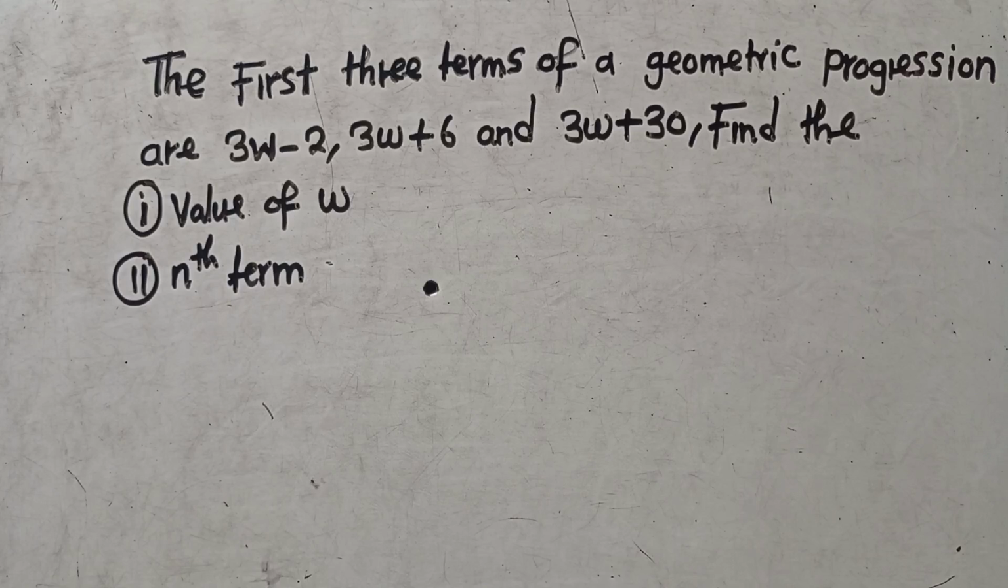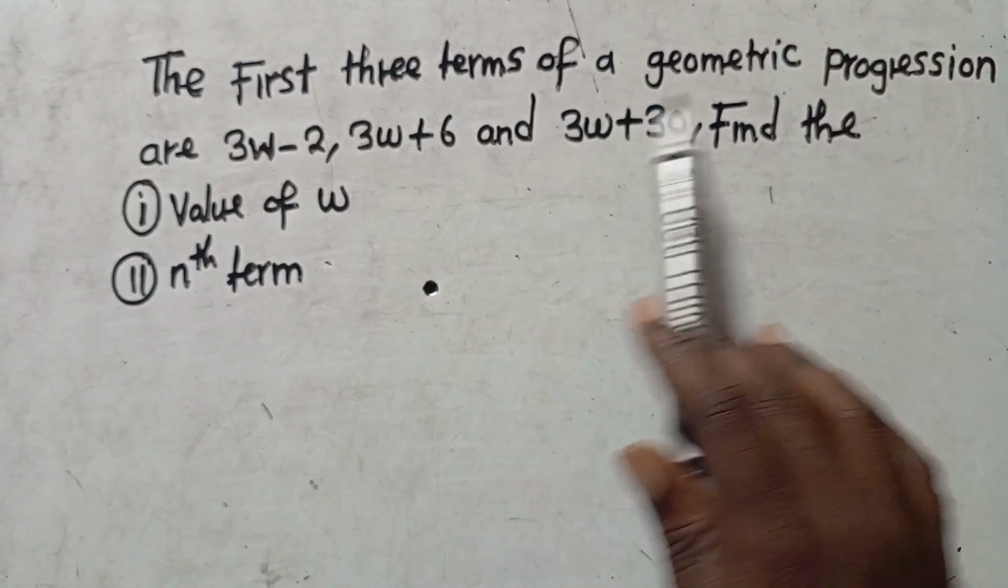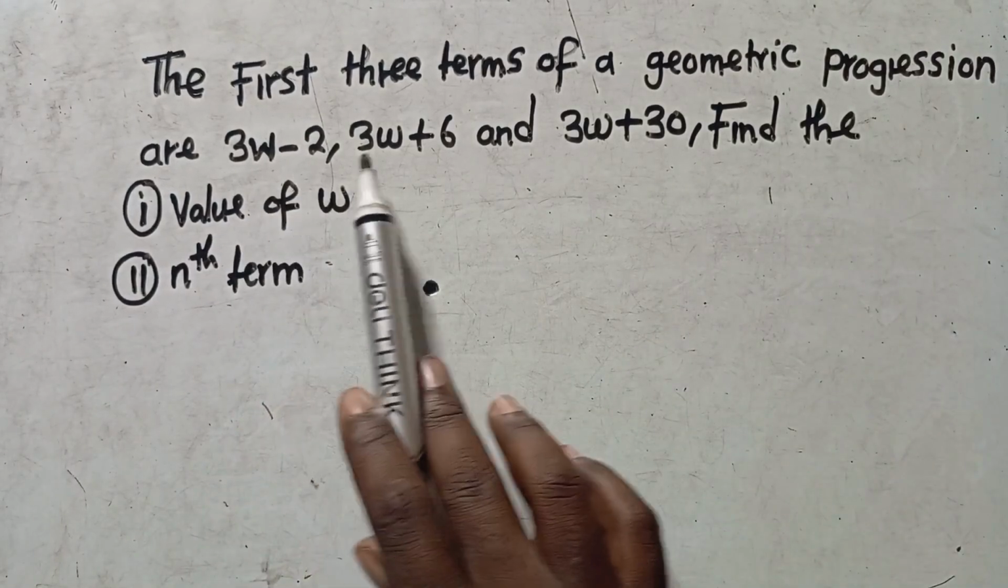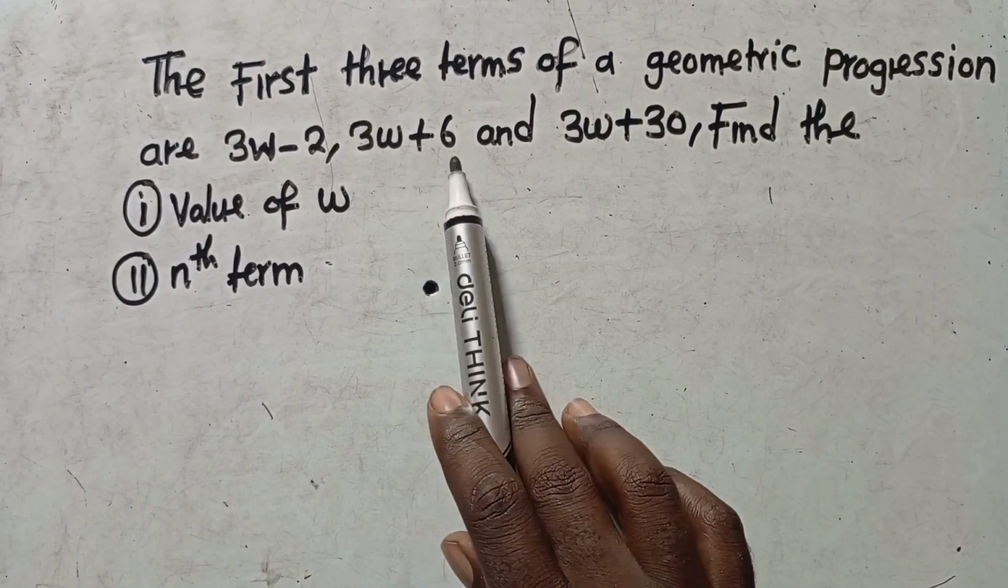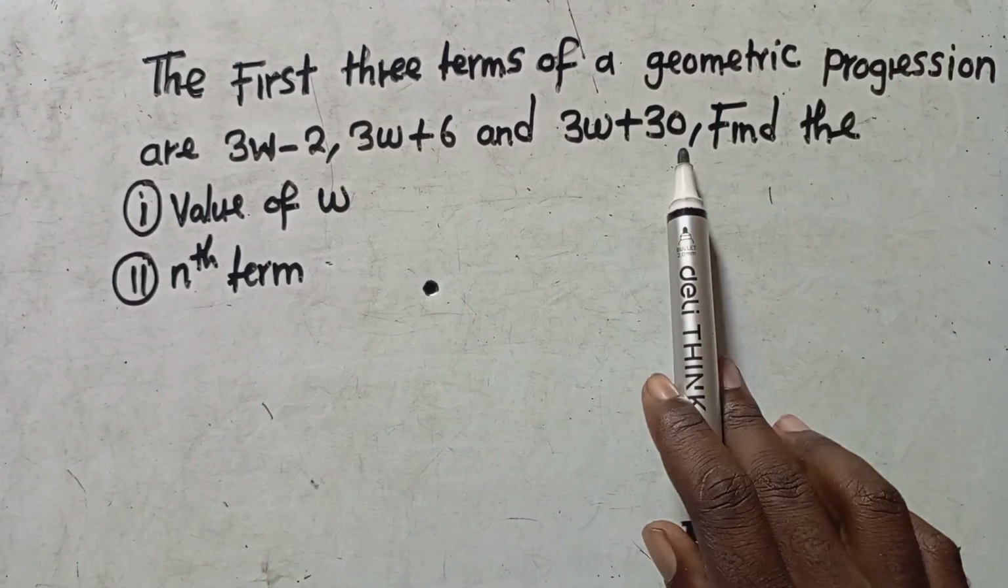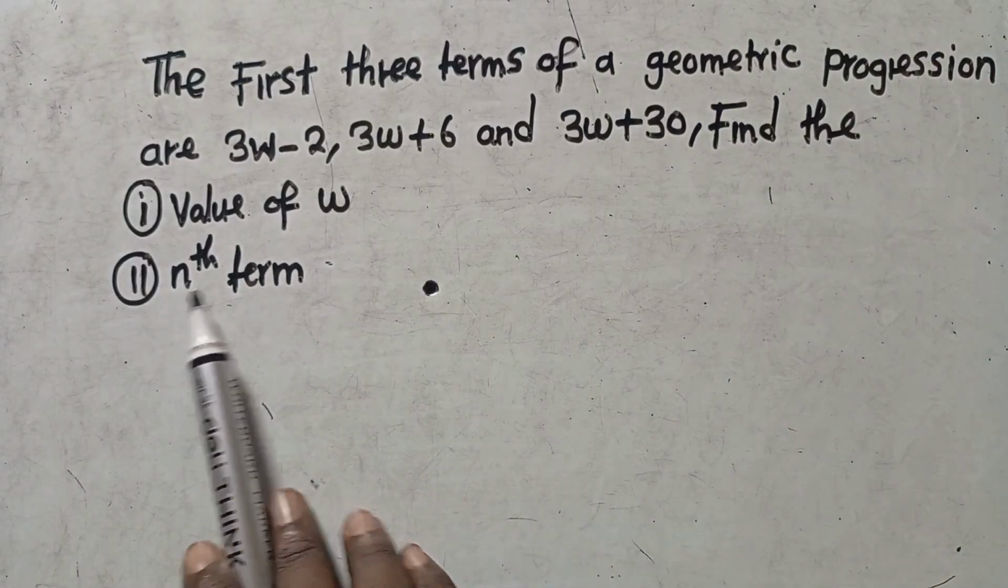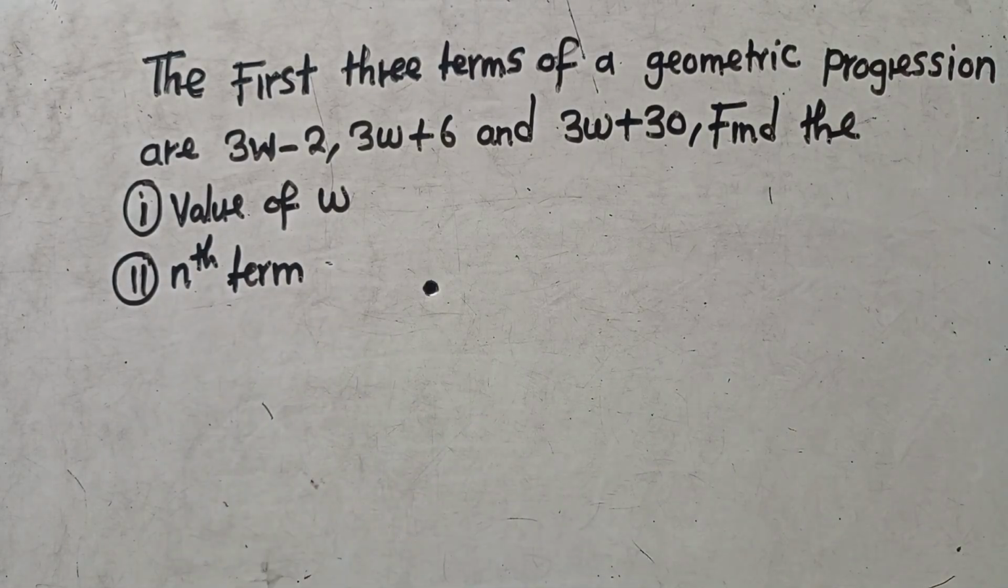So I just want us to revise through this publicly together with everyone, even those that are not under my online lessons. So the question is saying, the first three terms of a geometric progression are 3w minus 2, 3w plus 6, and 3w plus 30. Find the value of w. Next question, you are told to find the nth term. How then do you answer a question like this?